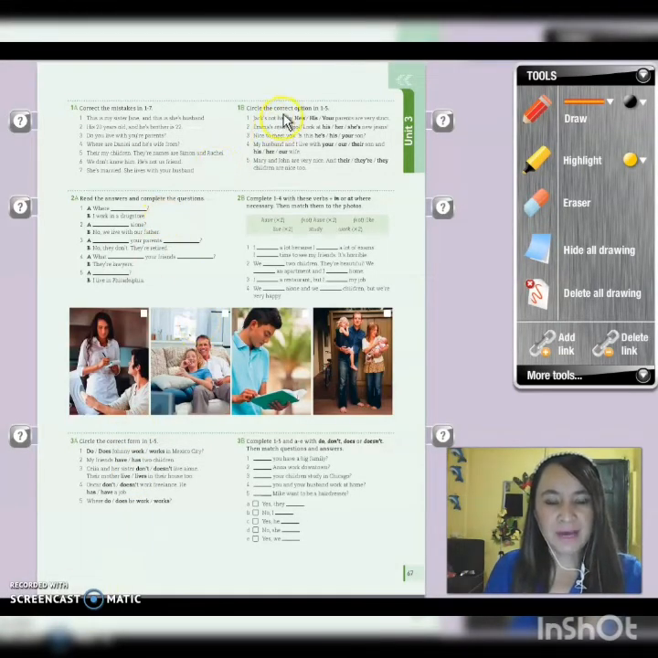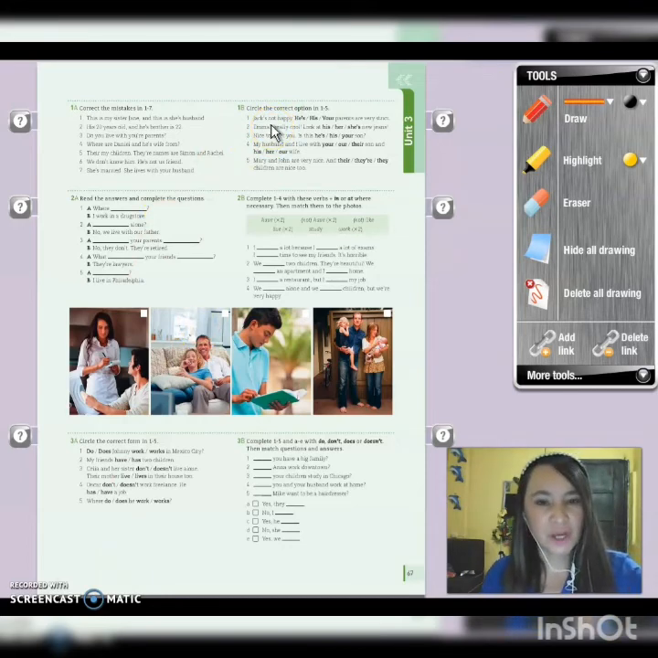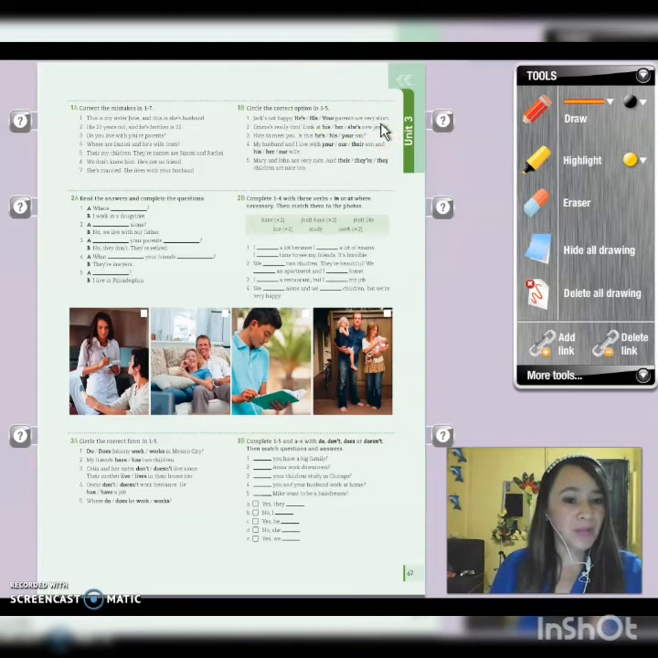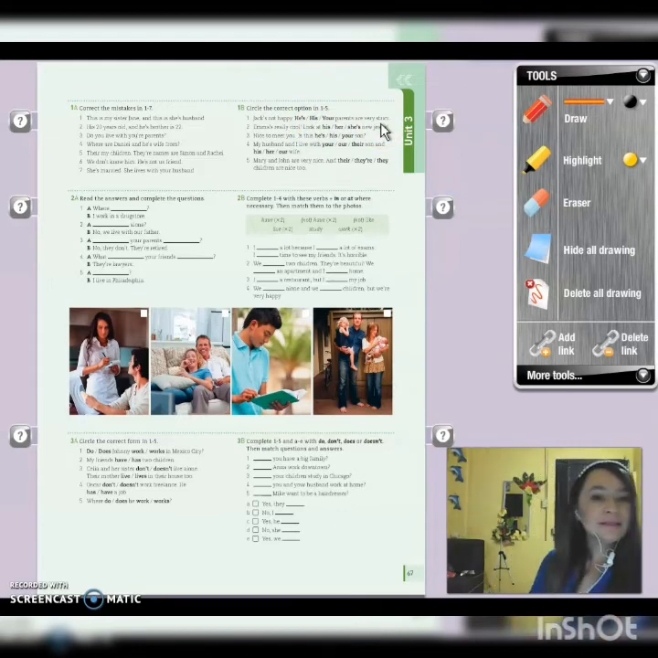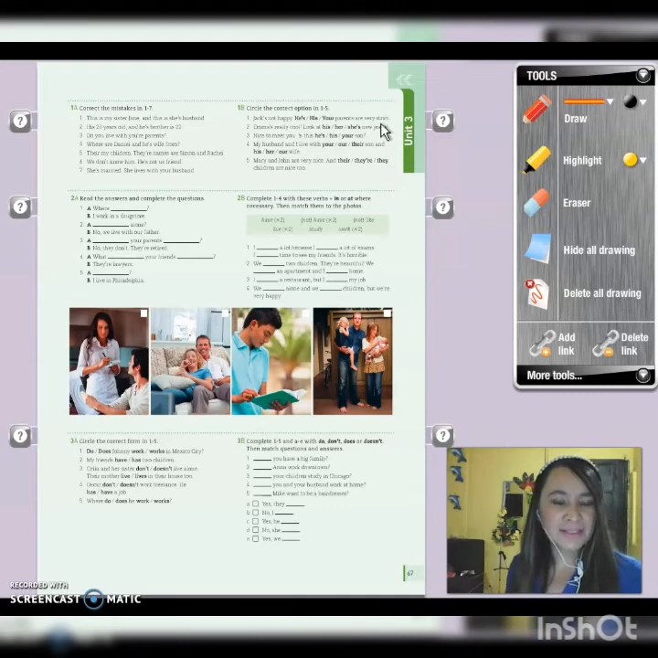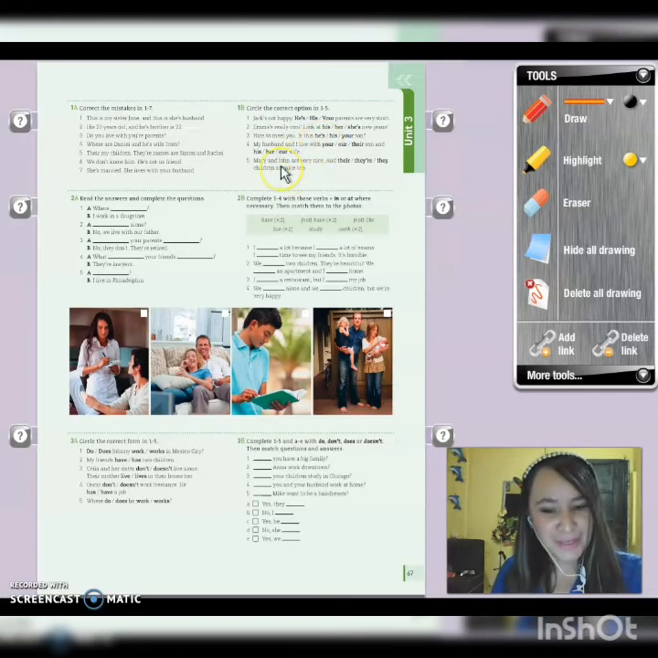And we continue talking about possessive adjectives. It is important that you understand this content. Circle the correct option in 1 to 5. Jack's not happy. His or your parents are very strict. What is the correct option? Think about it and tell me. Circle the correct option. Circulen la opción correcta, chicos. O también pueden participar en el chat, así para que todos podamos observar que están comprendiendo este contenido.